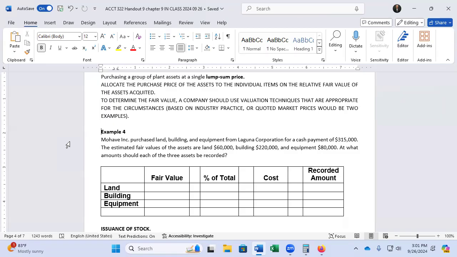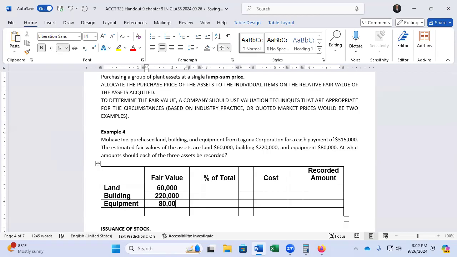Okay, so now we're looking at example number 4. Company purchased land, building, and equipment from Laguna Corporation for a cash payment of $315,000. The estimated fair value of the assets are land, $60,000, building, $220,000, and equipment, $80,000. So when I do the maths, as they say over in Europe, I get 360,000.